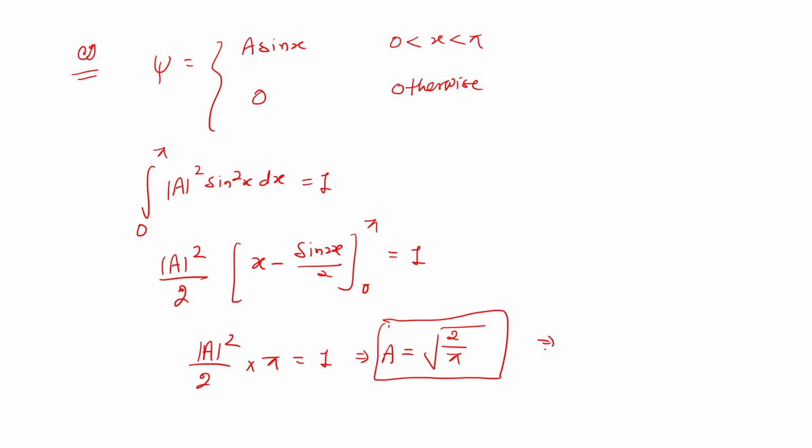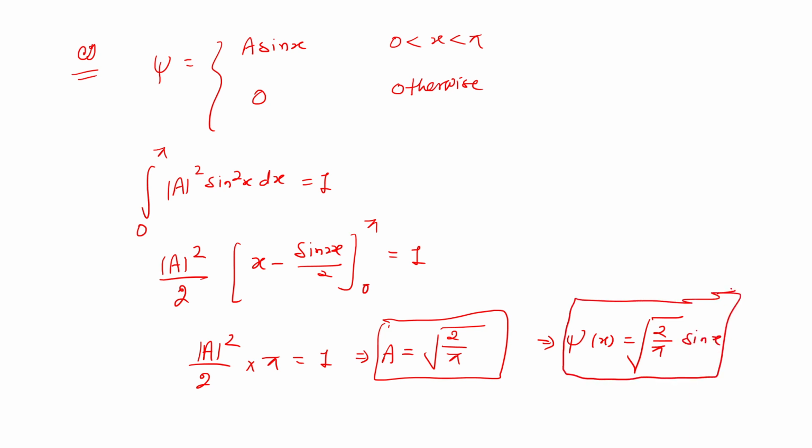See, it is very easy to calculate now. So psi x will come out as root 2 upon pi sine x. This is our normalized wave function. Simple. Similarly, you can do the box normalization for the other functions. So this is basically called box normalization.